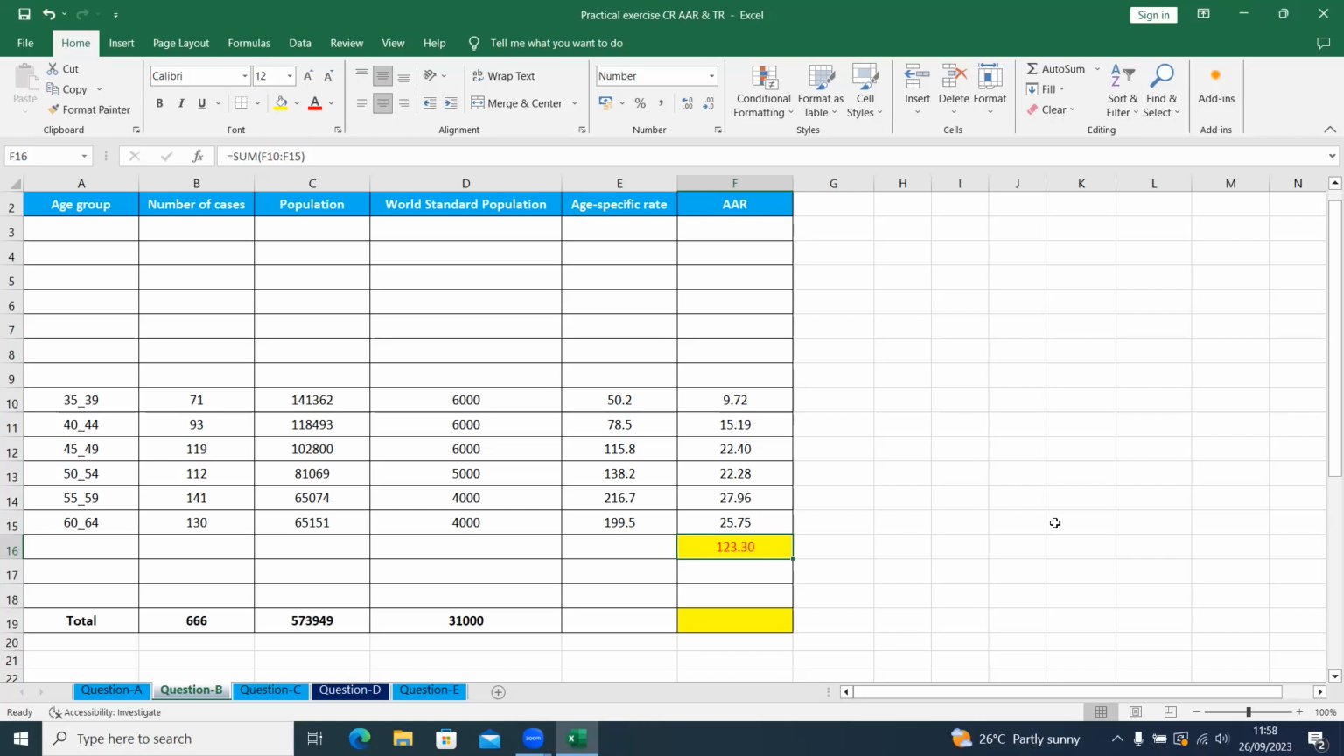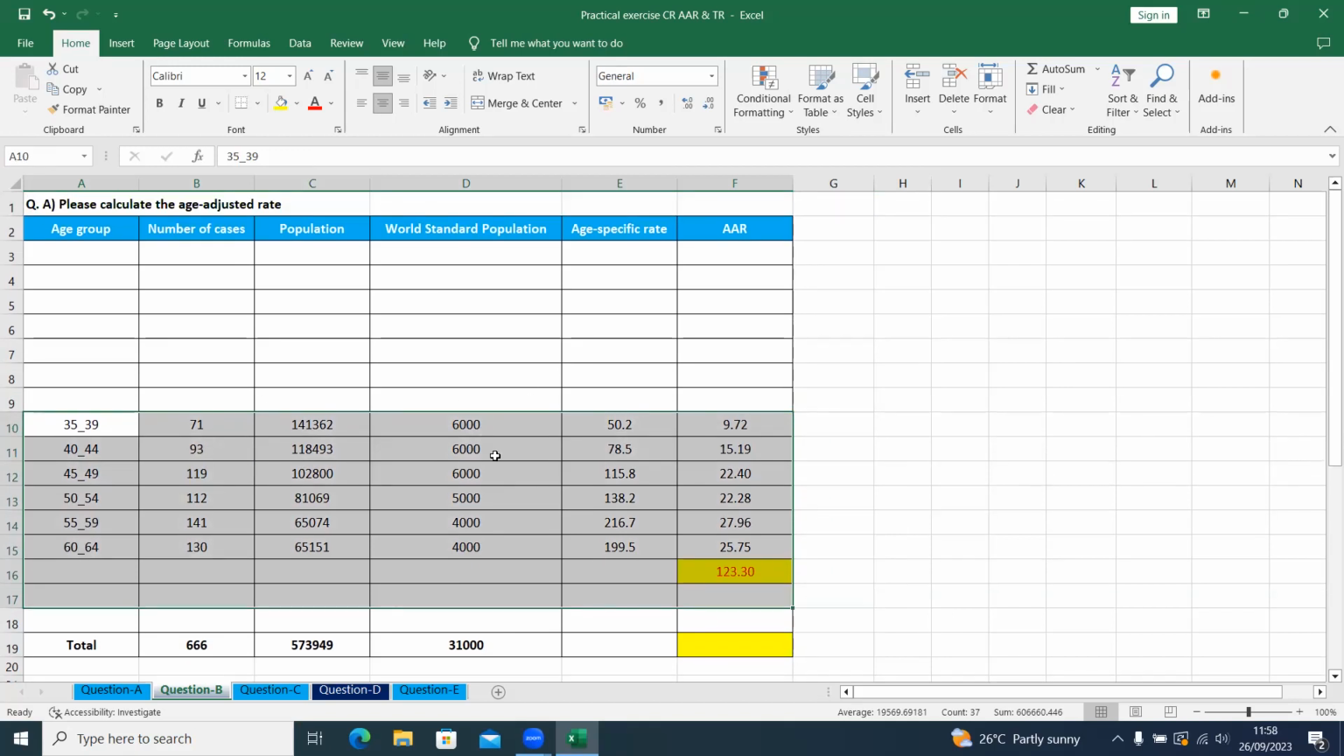I think Khorda team, now this is clear for you. Gyan Ranjan, Suprabha. Yes, ma'am. So this is the truncated rate. Previously, we calculated the age adjusted rate for all age groups. Now here, truncated rate for the 35 to 64 age group. We will move to the next question.